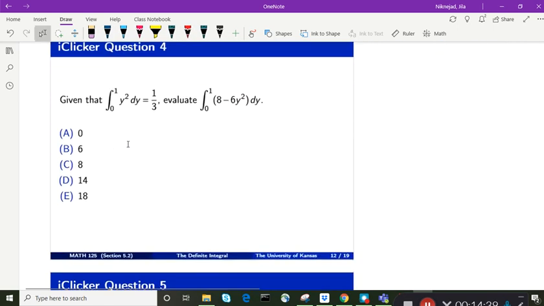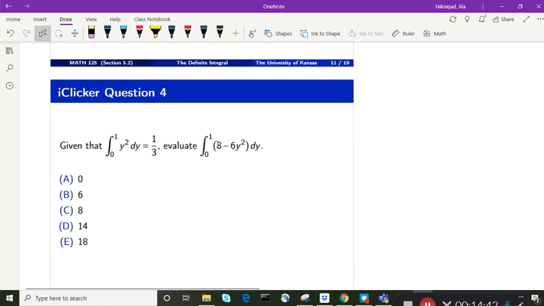Next I click here, question 4. Let integral from 0 to 1 of y squared dy be 1/3. Evaluate integral from 0 to 1 of 8 minus 6y squared dy. Again, look up the properties and come up with the answer.